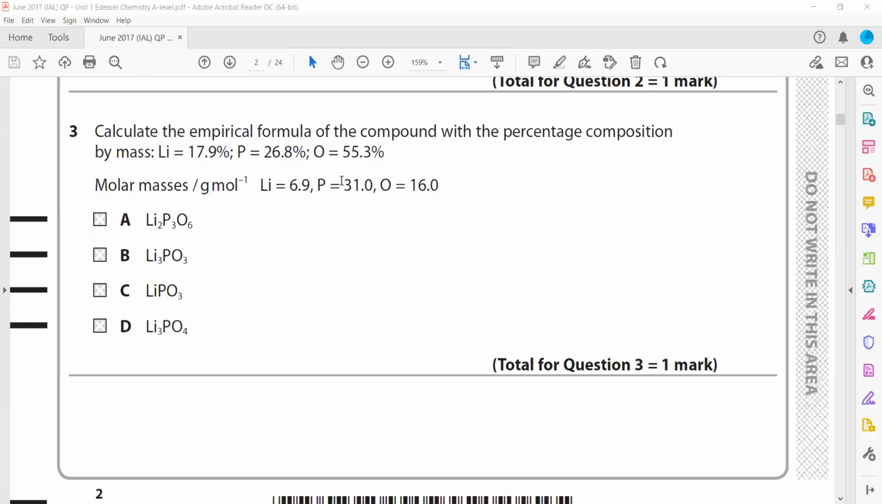Then calculate the empirical formula of a compound with the percentage composition given. So lithium is given, phosphorus is there, and oxygen. 17.9 lithium is there, 26.8 phosphorus is there, and 55.3 is oxygen. So steps, divide by atomic mass, which for lithium is 6.9 they mention, for phosphorus 31, and for oxygen it is 16.